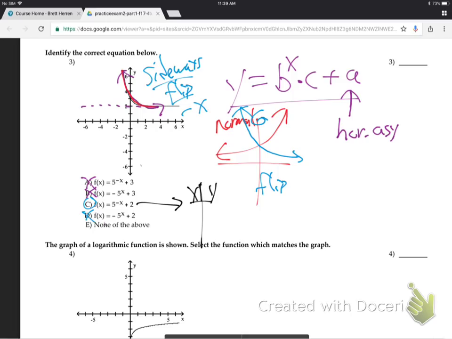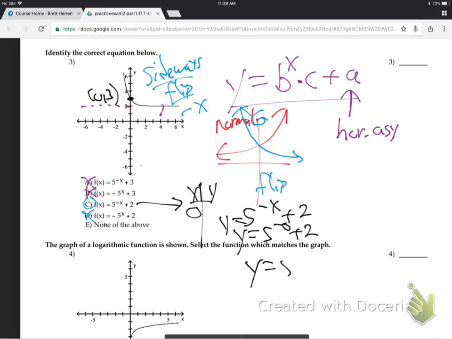What are you going to plug in? I don't know. 0 might be good. Whatever you want. The 0 is pretty obvious. Right here, 0, 3. See that point? Let's check that out. 5 to the minus x plus 2. 5 to the minus 0 plus 2. Minus 0 is just 0. What's 5 to the 0? What's anything to the 0? 1 plus 2, 3. Yep, beautiful. 0, 3. It works perfect. So C it is. Is that good?